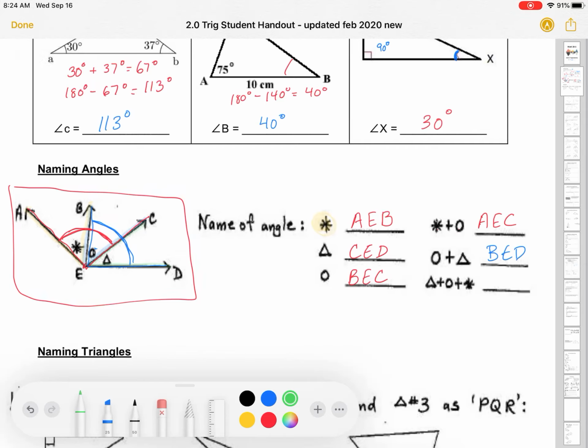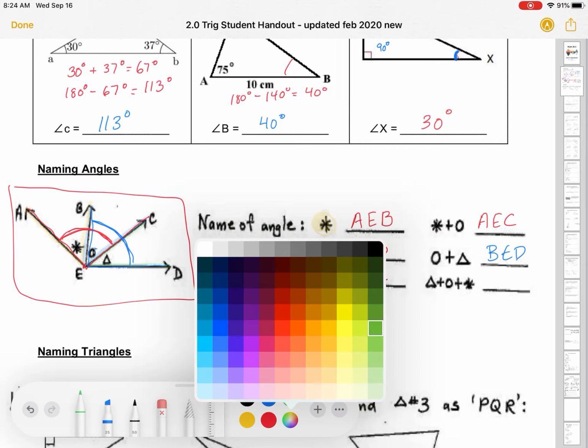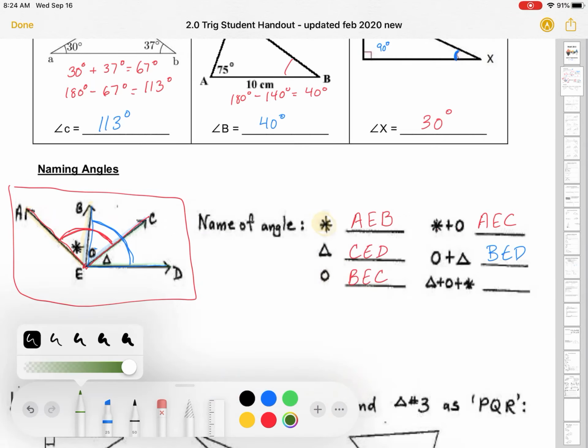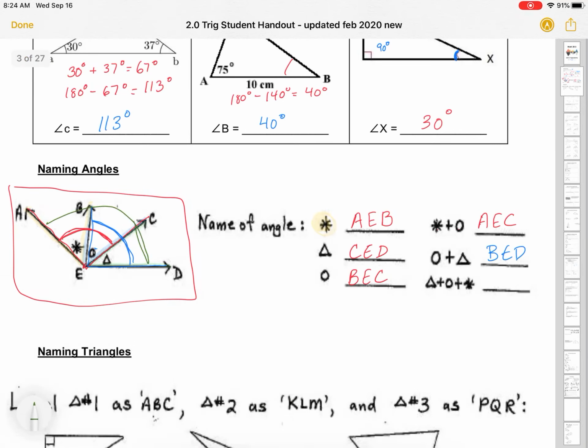And if I'm looking for that one, all three together, so the whole thing, I would go AED. So it's important to track your path when you're looking for conjoined angles like that. We're dealing with a lot of triangles, so it's not necessarily going to be as complicated.